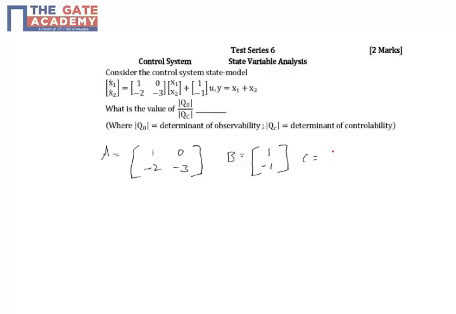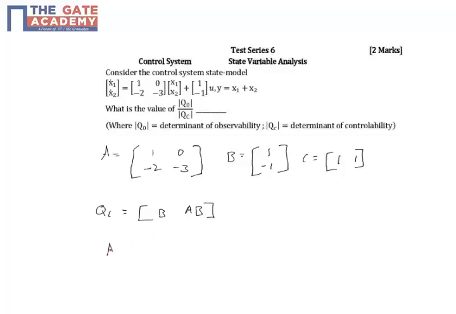C is given as [1 1]. C is the output matrix. Now we have to determine the controllability matrix and the observability matrix. The controllability matrix is given as [B AB]. B makes up the first column of the controllability matrix, and since the order of the system is 2, we have only AB here. If it was 3, we would have A square B as the next column.